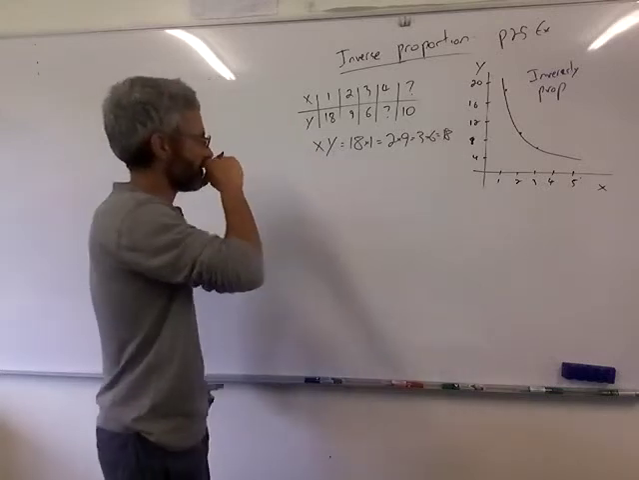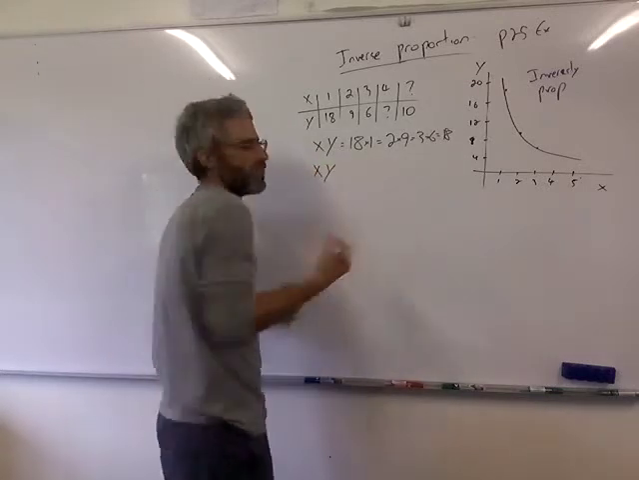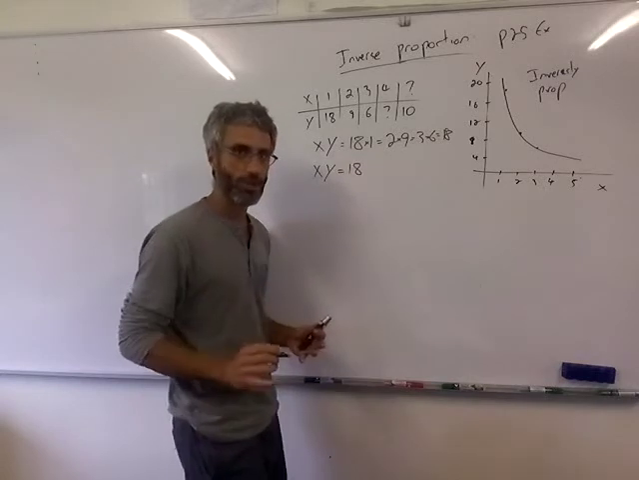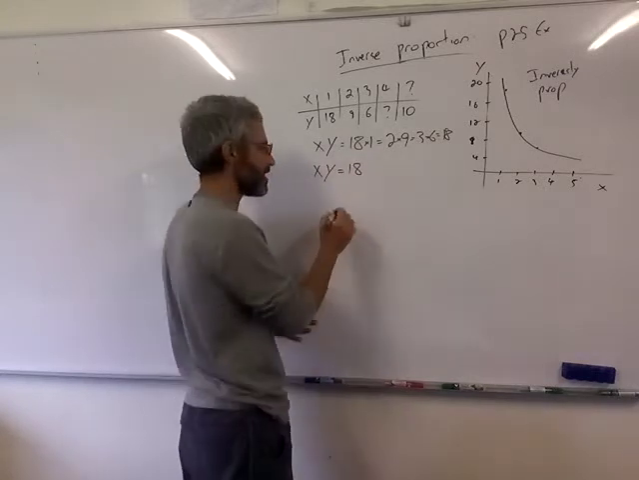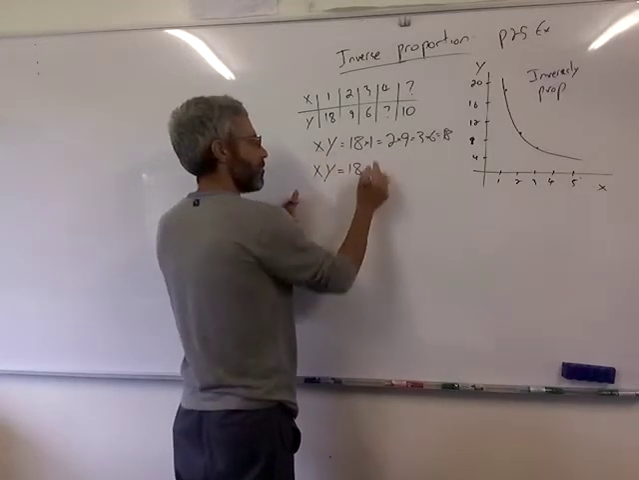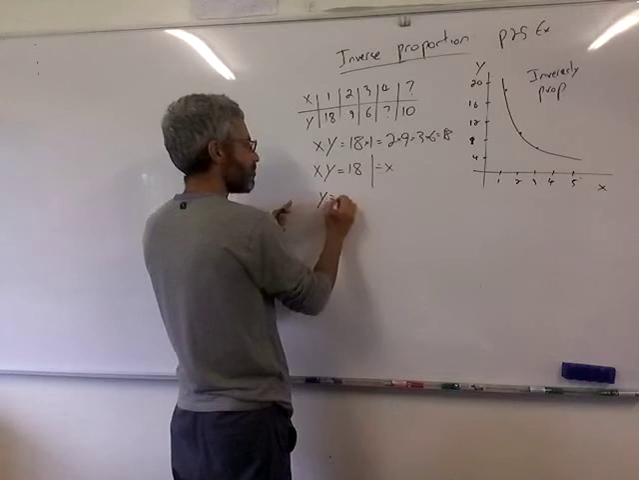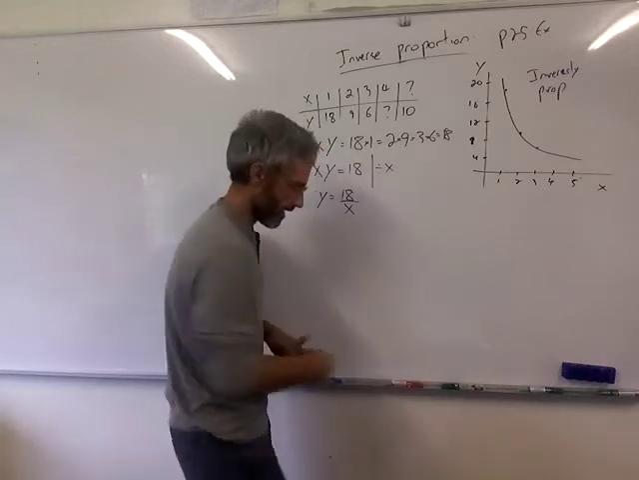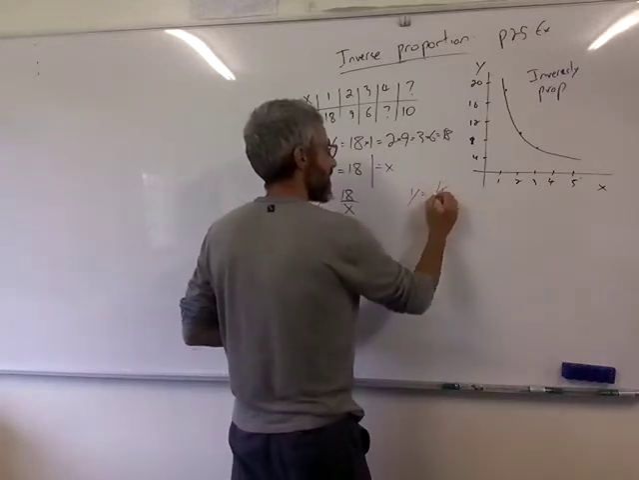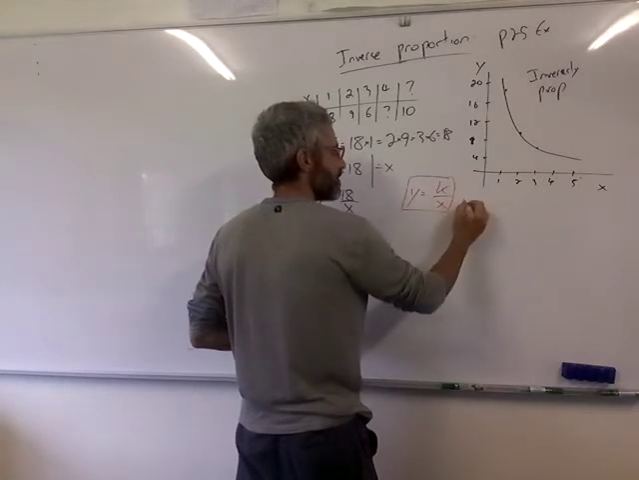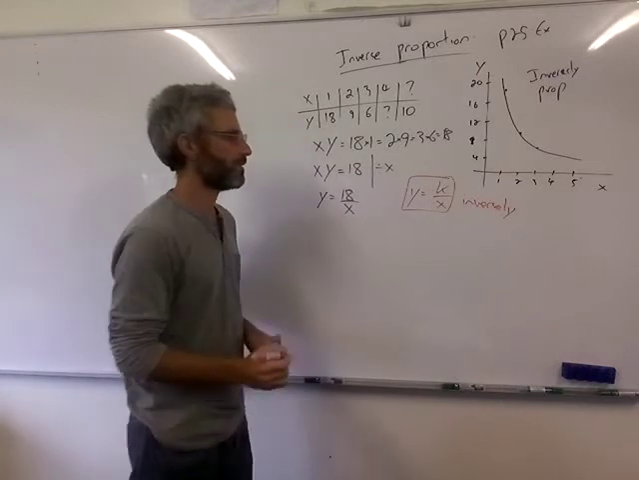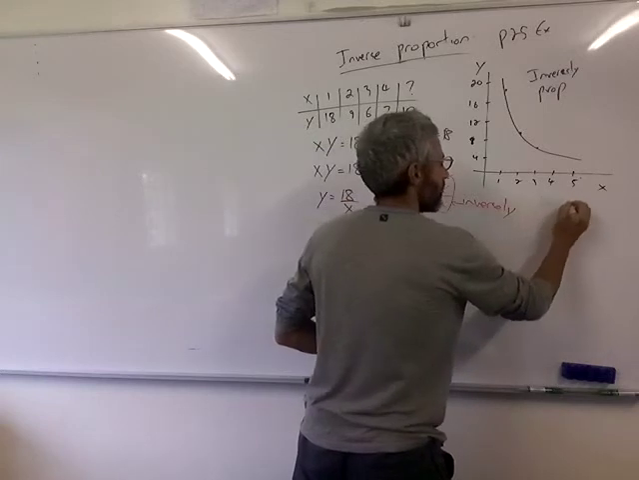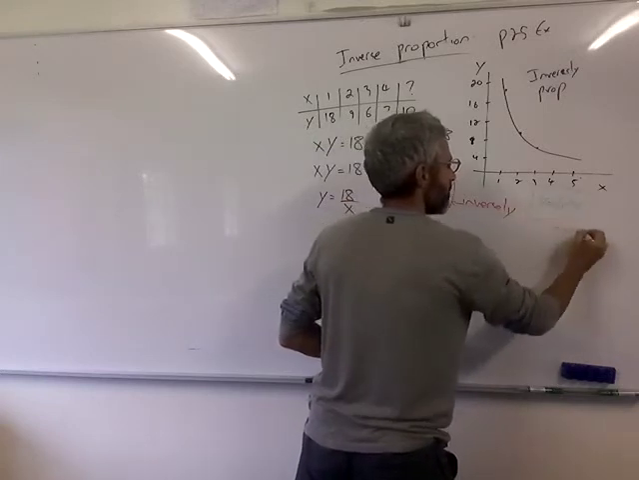Now check this out. If I write x times y, I must get the same number every time. In this case, it's 18. So I'll write x times y equal 18. If I rearrange it to find y, I'll have to get rid of that x. I'll divide both sides by x. So y will be equal to 18 divided by x. Whenever you have y equal k over x, that means it's inversely proportional. With a different color, when I have y equal kx, that's directly proportional.